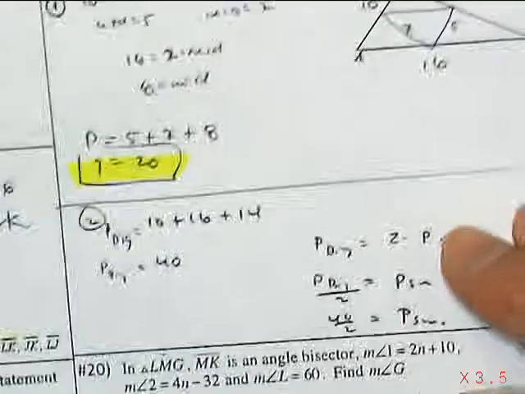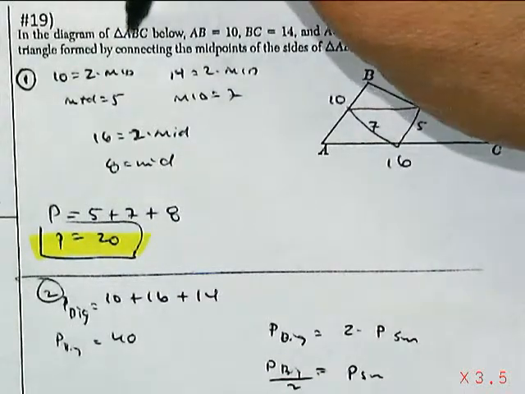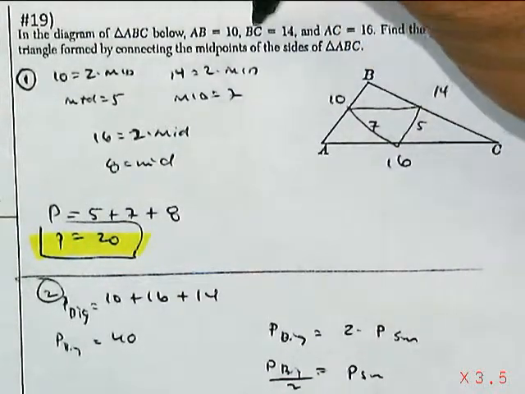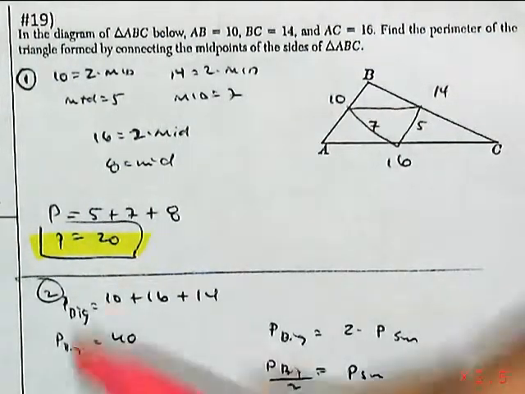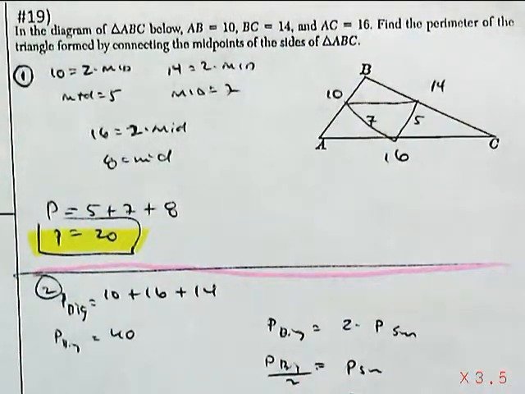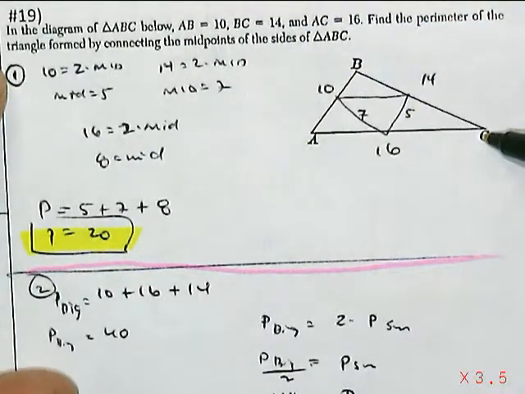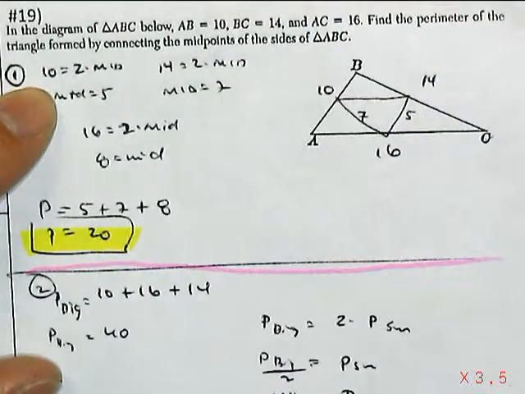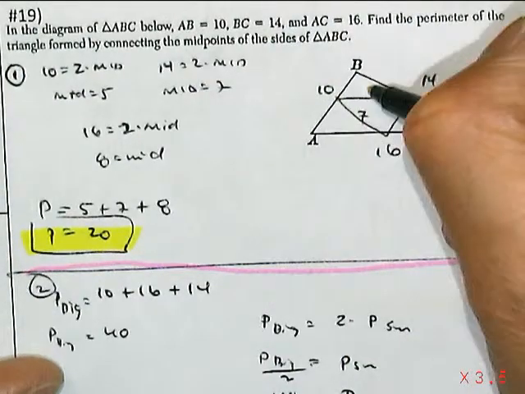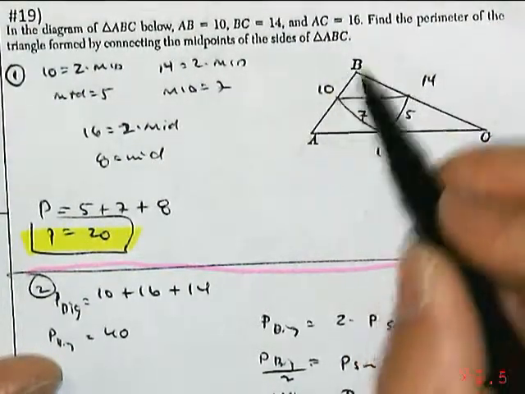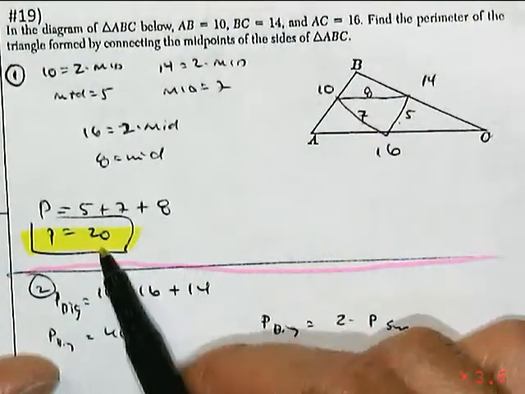Question number 19. In the diagram, triangle ABC below, AB is 10, BC is 14, and AC is 16. So there's two ways of doing this problem. Here's the long way. You're given all of the bases, 10, 14, and 16. If you find each of the midsegments, across 14 half of that would be 7, across 16 half of that is 8, and across 10 the midsegment is half of that, which is 5. So 5 plus 7 plus 8 gives me a perimeter of 20.